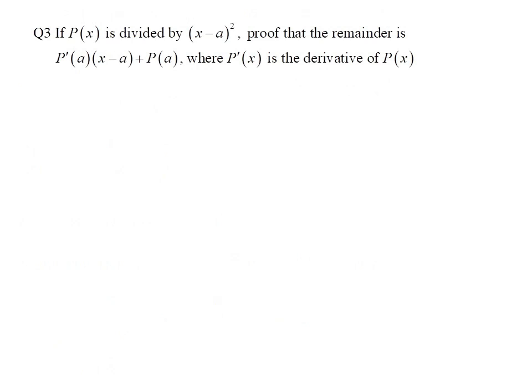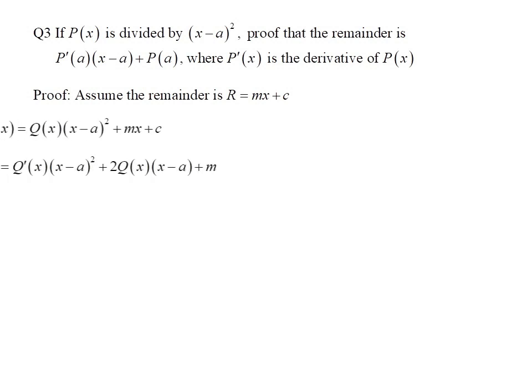Example 3 is also a question related to the proof that the remainder of a polynomial p(x) is p prime(a) multiplied by (x minus a) plus p(a) when divided by a complete square of (x minus a), or in parentheses squared. Since the polynomial p(x) is divided by a quadratic in a complete square form, we need to assume the remainder is linear. In this case, mx plus c.